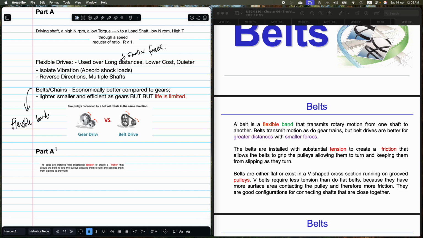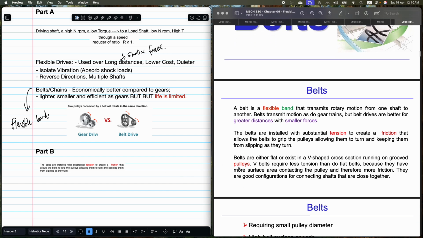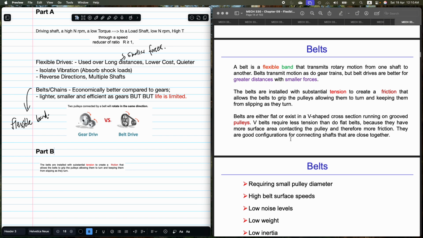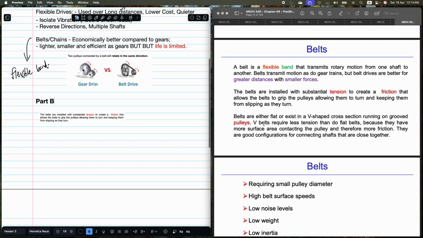Yeah, part B. All right. Okay. So belts are either flat or exist in V-shape cross section running on grooved pulleys. V belts require less tension than do flat belts because they... Oh, this sounds important. All right, let's write this down.